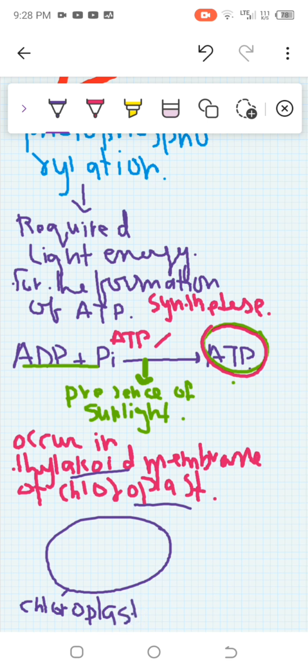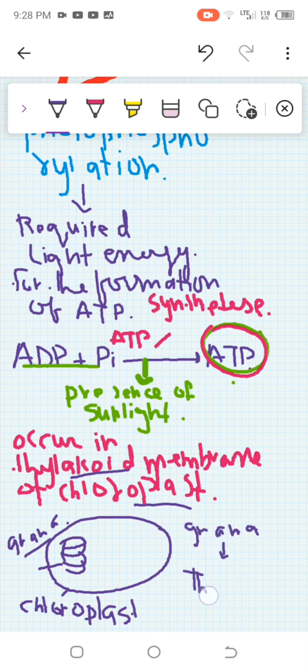Here we have a bundle-like structure. This bundle-like structure is known as grana. Grana is basically composed of thylakoids. This one coin is known as a thylakoid. So in the membrane of the thylakoid, this phosphorylation process takes place. I hope this is clear to you.